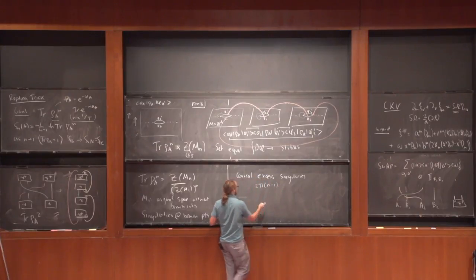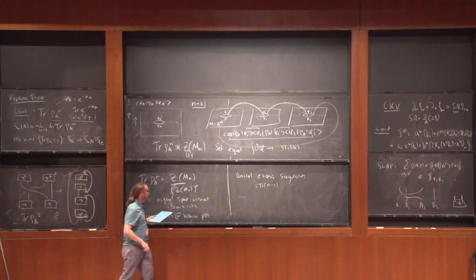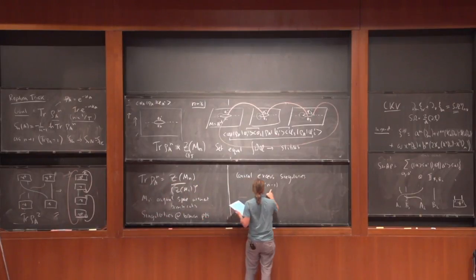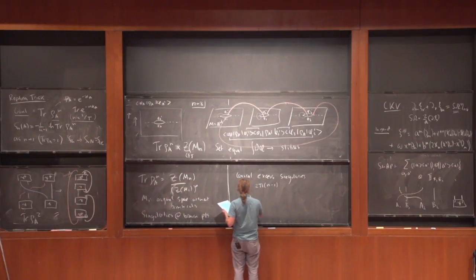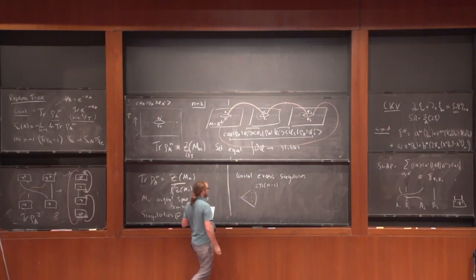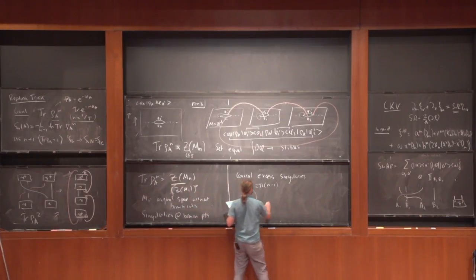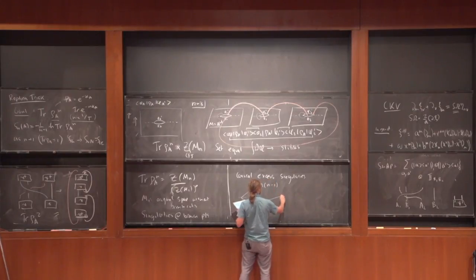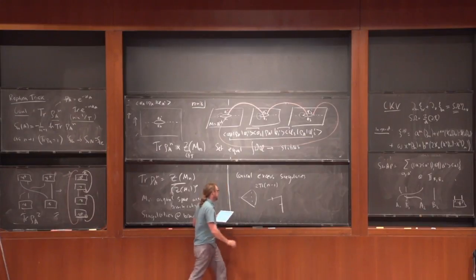If n is 1, then there is no excess. It's easy to visualize if it's a conical deficit. Then the picture is, you just take a sheet of paper and you cut out a triangle, and then you identify these points.